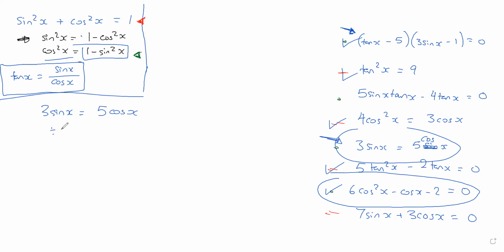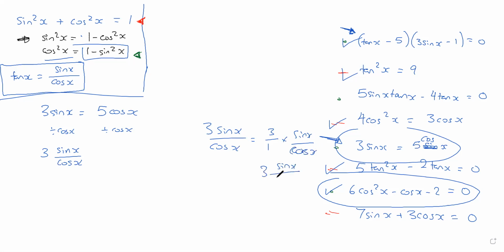Okay, hopefully you can see this. Let's divide both sides by cos x. Because what happens is you get this as 3 sine x over cos x. And by the way, I could have written that as 3 sine x over cos x as well, but that's the same as saying 3 over 1 times sine x over cos x anyway. Hopefully you're feeling good with that. A little bit of a refresher. And this one, 5 cos x over cos x, that's just equal to 5.